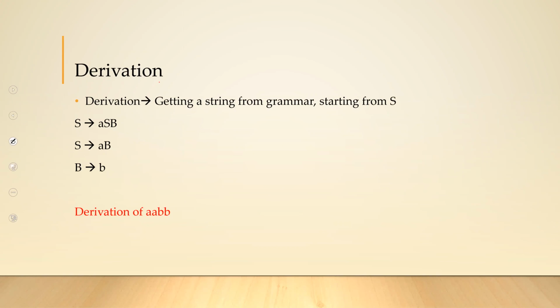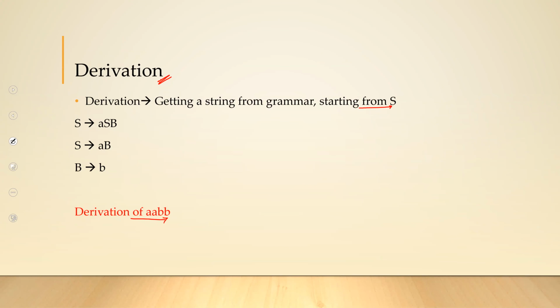So now we will see something called derivation. Derivation in grammar is nothing but getting a string from the grammar starting from your start symbol S. Now this is the grammar which I wrote before. S gives you A S B, S gives you A B, and then B gives you B. Now we are trying to do derivation of AABB.